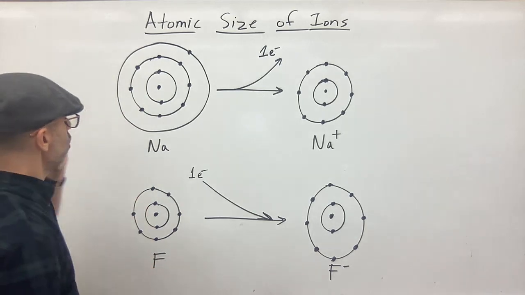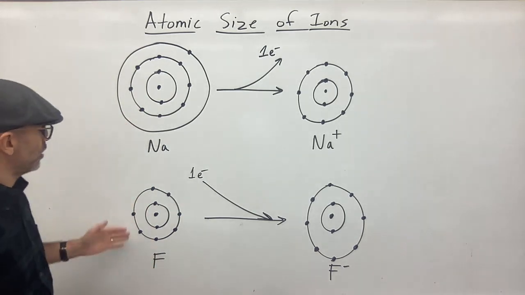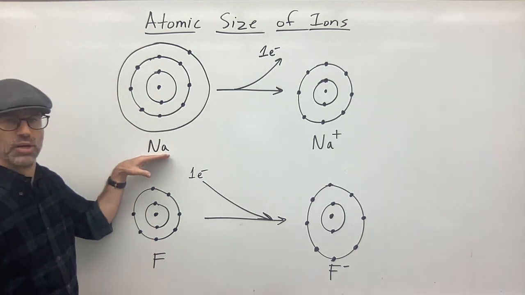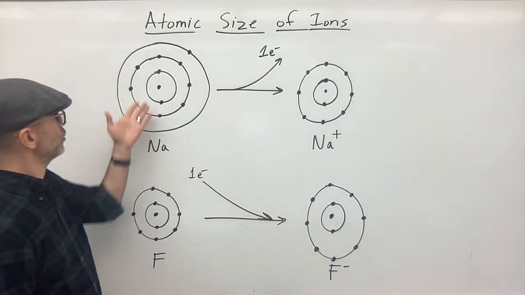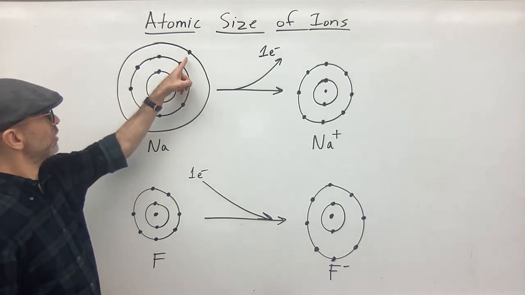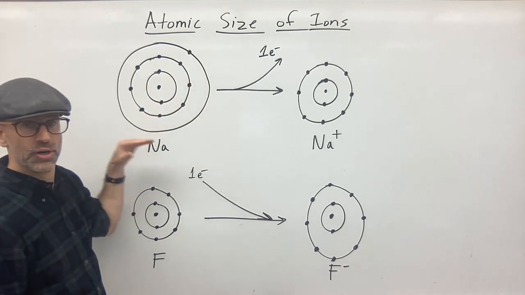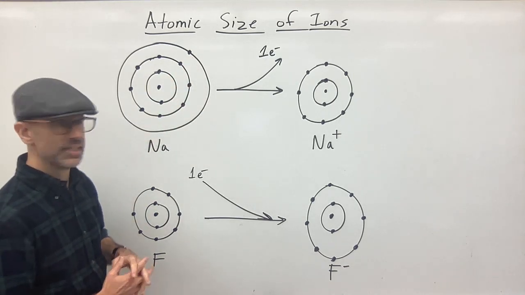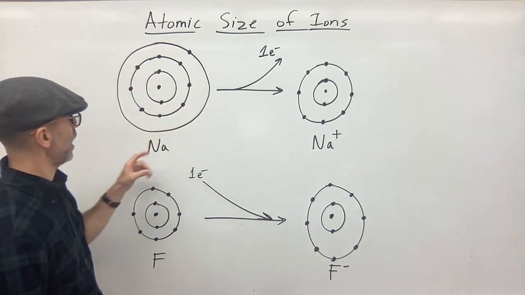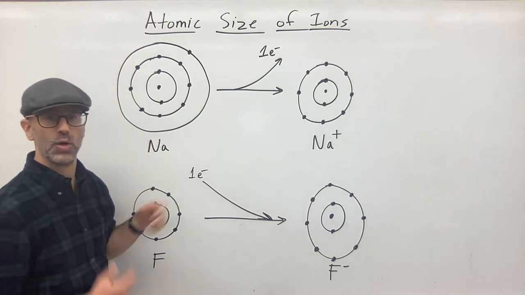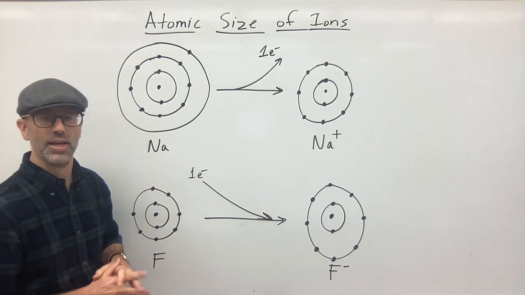So here we have two neutral atoms. Here we're going to have sodium. So sodium has three energy levels. It has one valence electron. It's in group one. It's in the third period of the periodic table. And so here we have sodium. Sodium is a metal. It wants to get rid of the electrons.